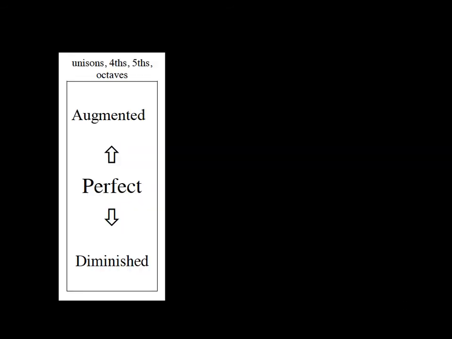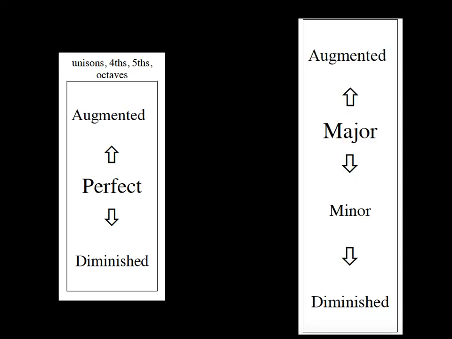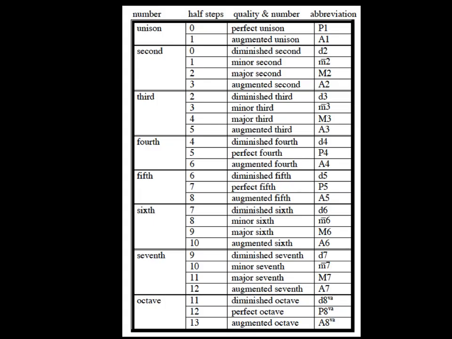We can imagine it like this: if you've got a perfect interval, which are your unisons, fourths, fifths, and octaves, if you make them bigger or smaller, they become augmented or diminished. And then if you have a major-minor interval, which are your seconds, thirds, sixths, and sevenths, if you make a major interval bigger, it becomes augmented. If you make a major interval smaller, it becomes minor. And then if you make a minor interval smaller, it becomes diminished. And here you've got all of your possible intervals.